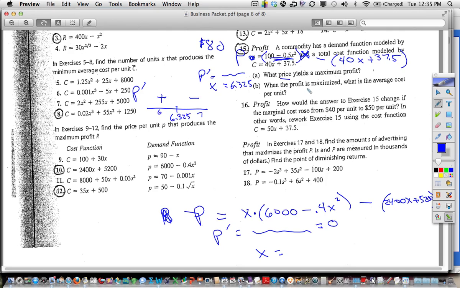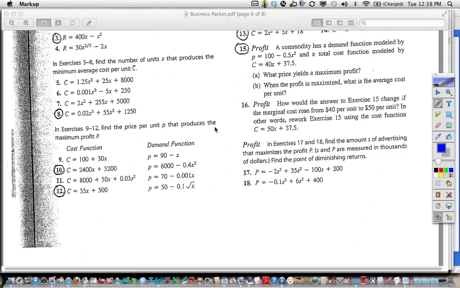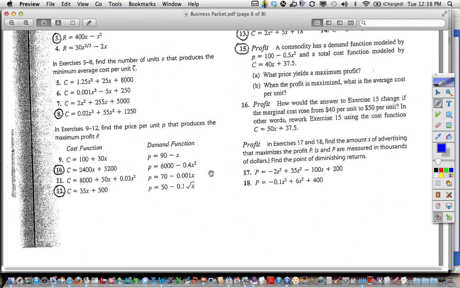All right, and then when the profit is maximized, what's the average cost per unit? Well, remember, average cost per unit is the cost equation divided by x. And then that means you put in a 6.325. So put a 6.325 there for your cost, and then divide by 6.325. That's your average cost per unit. Okay? All right, let's go into 19 and 20, and let's talk about those a little bit.